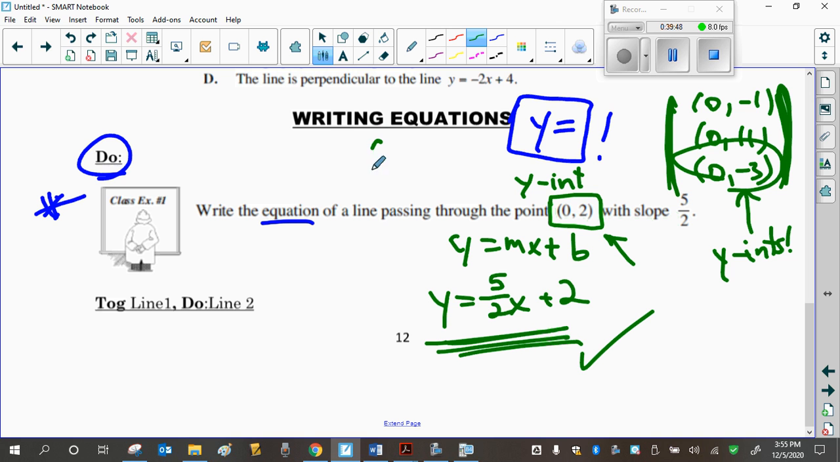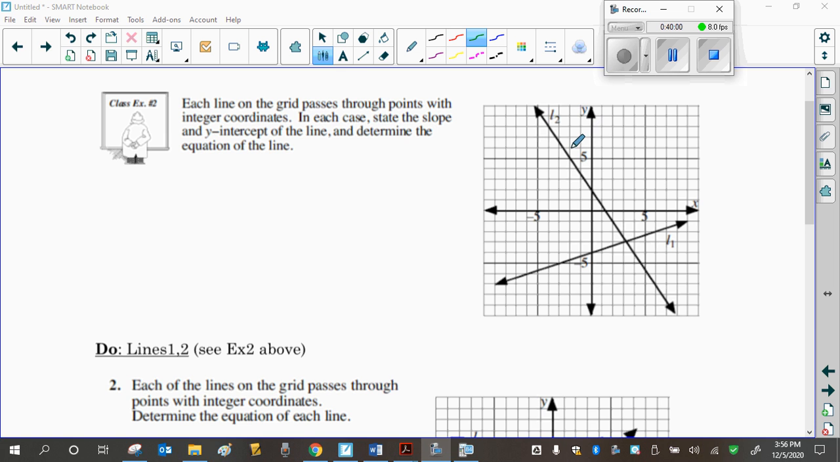So make sure you know when I give you points like these that they're y-intercepts. This is not a y-intercept, that's an x-intercept. Okay, so don't put that plus 2. Y-intercepts have x equals 0. Those are all y-intercepts. Okay, next page, example 2, page 13.